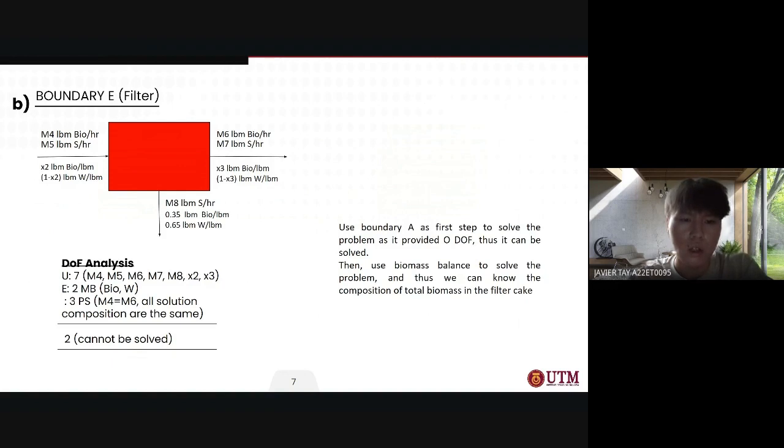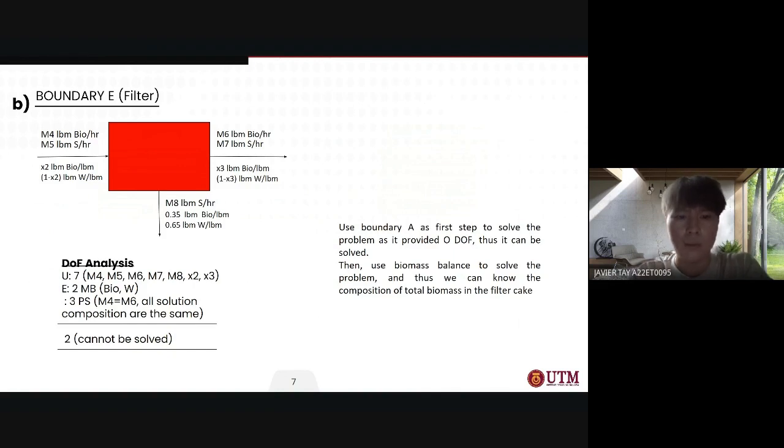So the first one is M4 equals M6. Why M4 equals M6? Because in boundary E, which is the filter, we only filter to separate the solid and the solution. So M4 and M6 are the mass flow rate for the solid, so it doesn't produce any more solid in the filter stage. So obviously M4 is equal to M6.